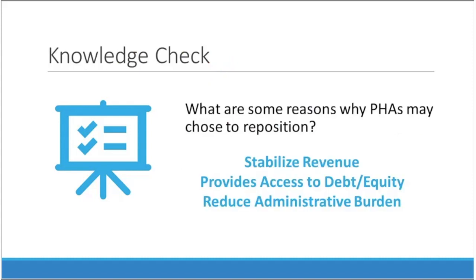So the three fundamental reasons are to stabilize revenue, provide access to debt and equity, which is used to complete needed capital improvements in the property, and reduce administrative burden. Those are the three fundamental reasons that I think both HUD and housing authorities share as a common goal in wanting to reposition public housing.